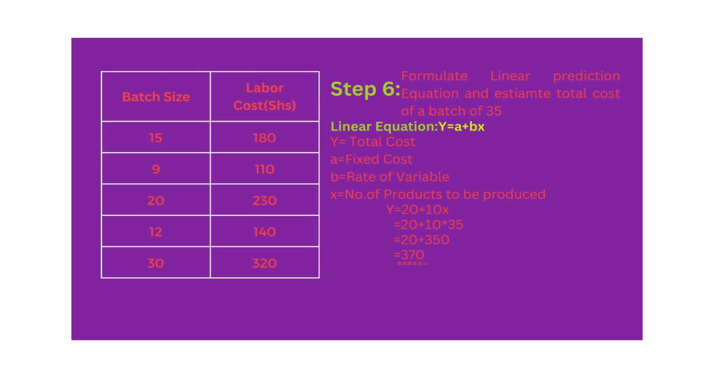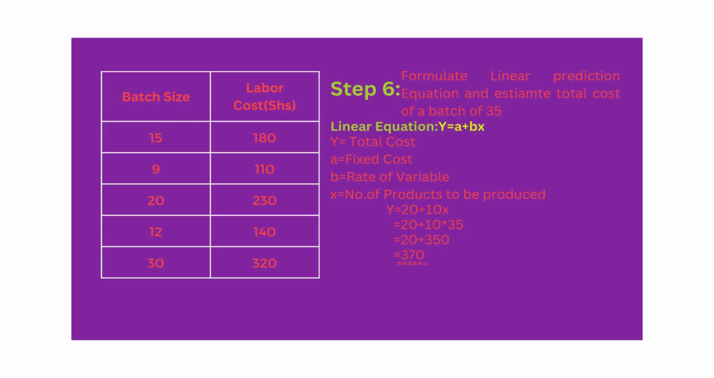So far, we've computed the rate of variable cost and the fixed cost. So in step 6, our last step, we formulate the linear prediction equation. Let's remember in our example, we were required to formulate a linear prediction equation and estimate the total cost of a batch of 35. In our linear equation, y is equal to a plus bx, where y is the total cost, a is the fixed cost, b is the rate of variable, and x is the number of products to be produced, or the batch size.